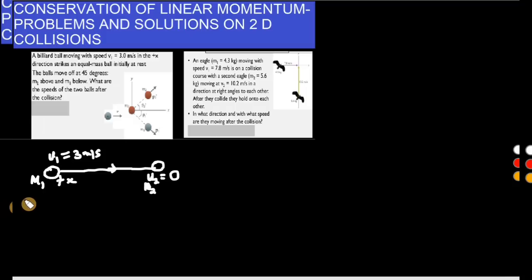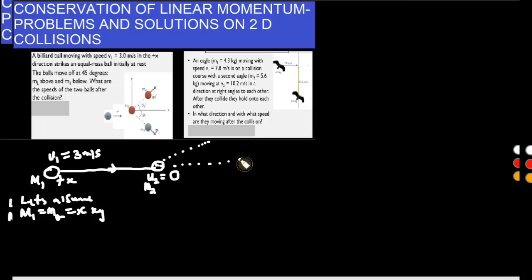So we can assume m1 and m2 to be x. So let the mass of each of the balls be x kg. So it strikes an equal mass ball at rest. The balls move off at 45 degrees, m2 above. So this is m2, so this m2 moves off.